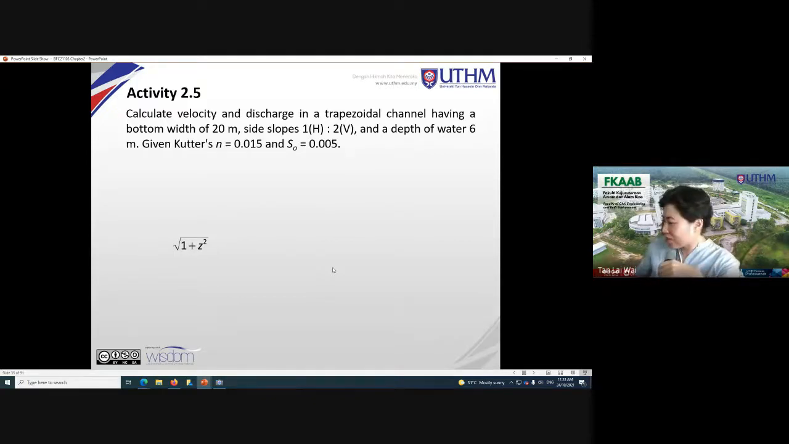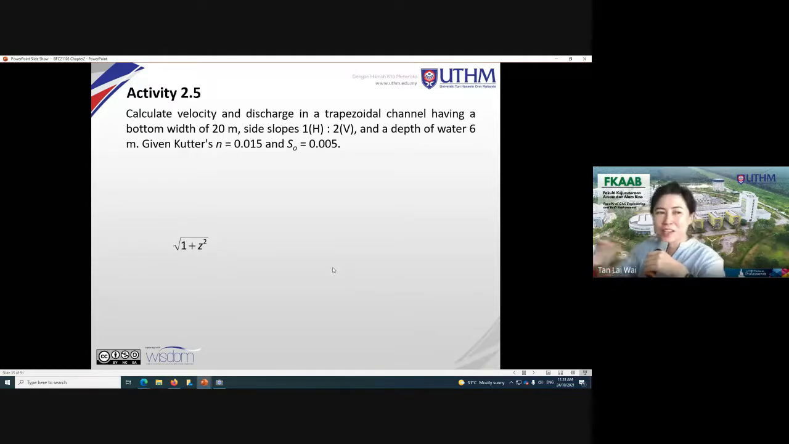Now let's try this. I actually need all of you to try out the formula, because this Ganguillet-Kutter formula is straightforward, but you need to know how to apply the formula, because you need to have the numerator divided by its denominator. You need to have proper brackets in your calculator. So let's try this out.